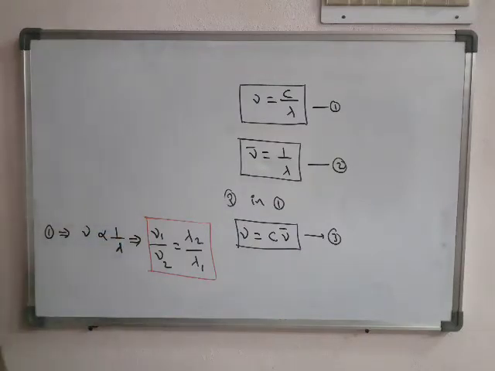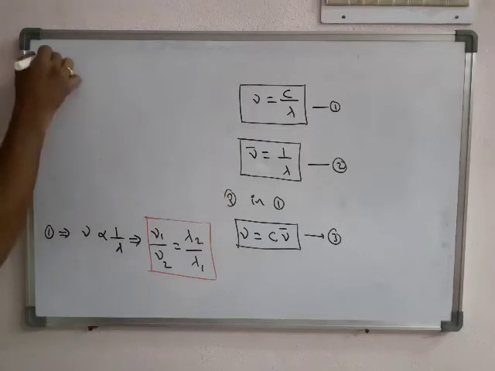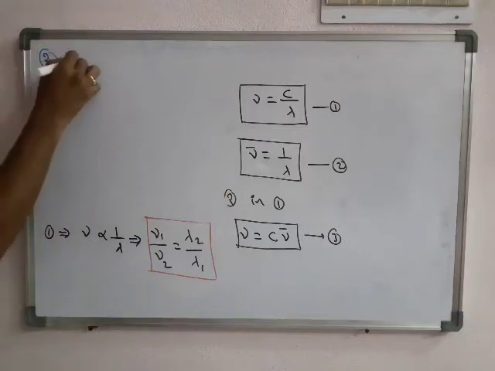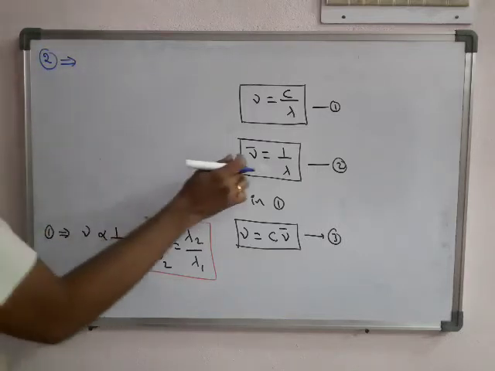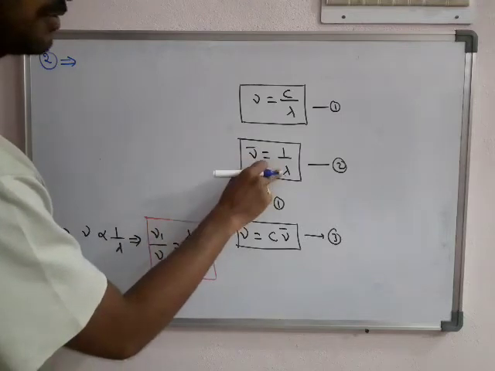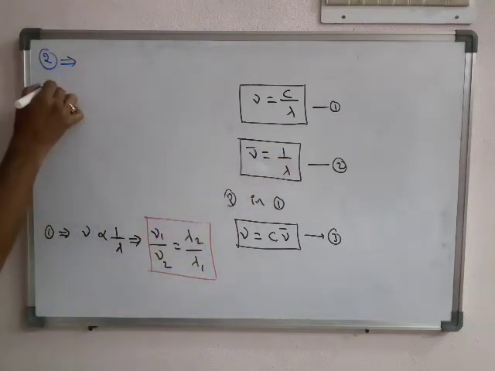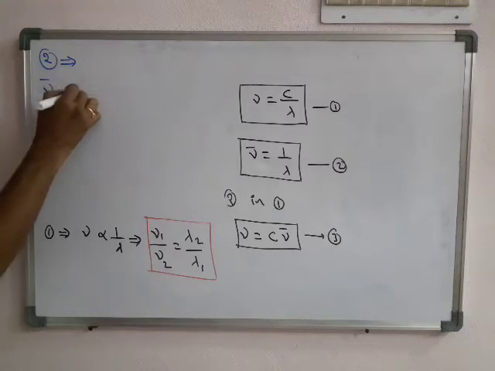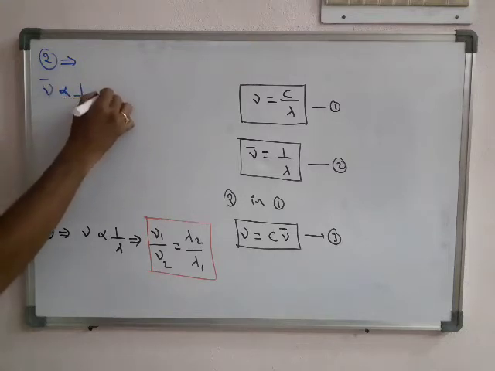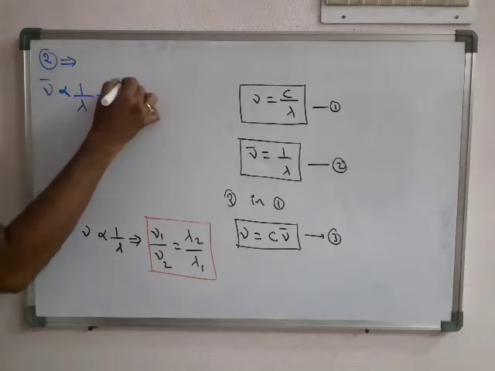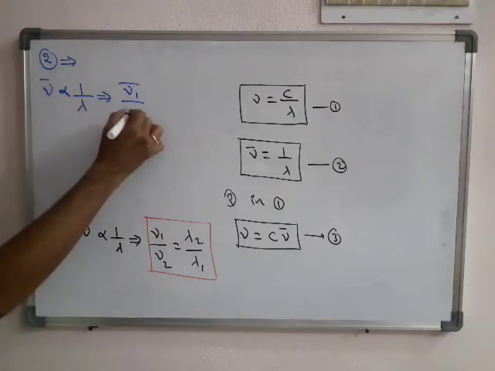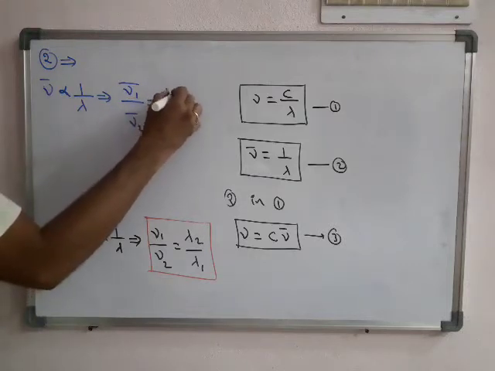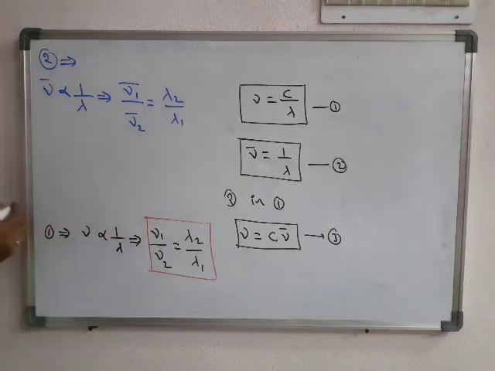Next, from equation 2, wave number nu bar is also inversely proportional to wavelength. So here also for comparison, nu 1 bar by nu 2 bar equals lambda 2 by lambda 1.